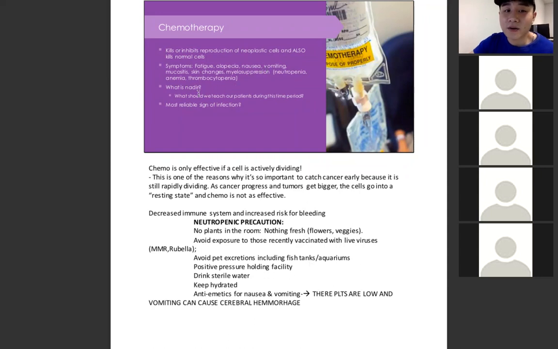So what is nadir? Nadir is one of the most toxic forms of chemotherapy, where it can cause a lot of issues with infiltrating of the line when they're infusing the chemotherapy. So we will discuss it deeper in a later slide. What is the most reliable sign of infection? So before reading anything, usually that is fever.